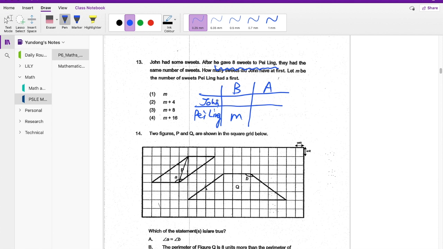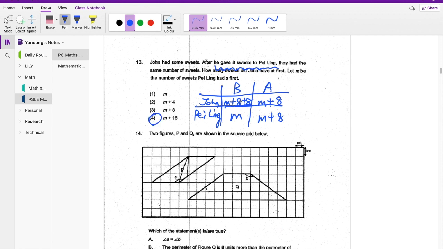After John gives 8 to Pei-Ling, Pei-Ling will have m plus 8. He said that after John gave 8 sweets to Pei-Ling, they have an equal number, so John also has m plus 8. Before he gave the sweets, because he gave 8, it is plus 8 plus 8. So before John gave to Pei-Ling, he had m plus 16.